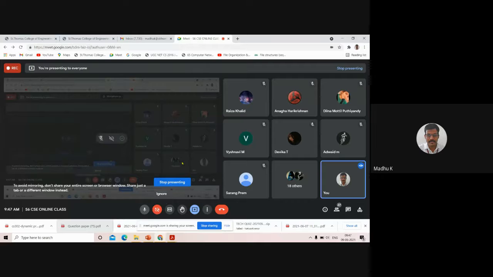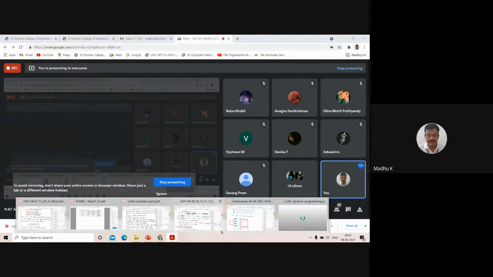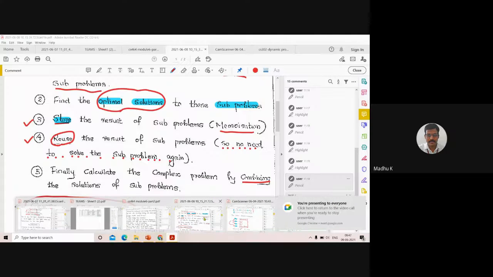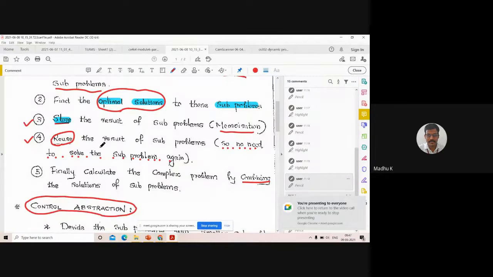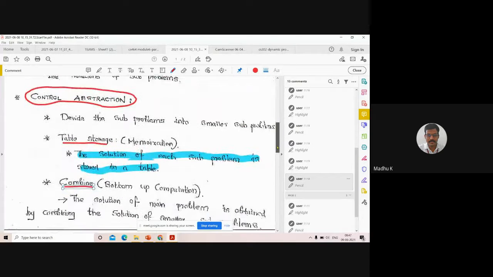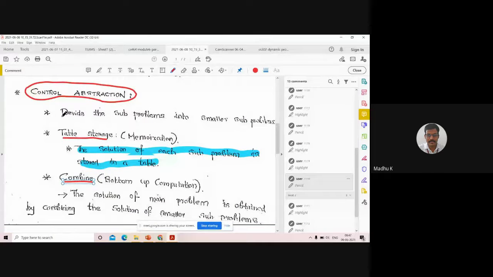That is the use of reusing. So reuse the result of the subproblem. Then we finally calculate the complex problem by combining the solutions of the subproblems. So this is our approach, and basically we need a divide method.